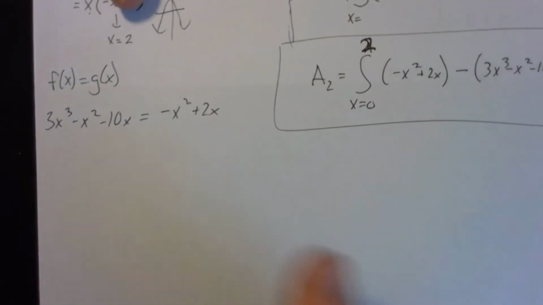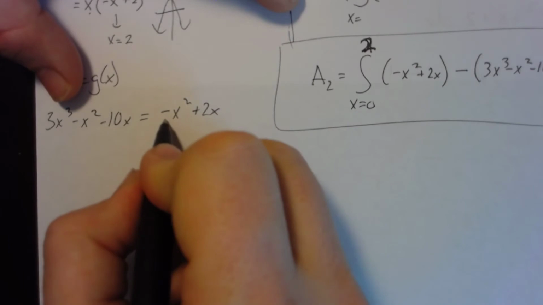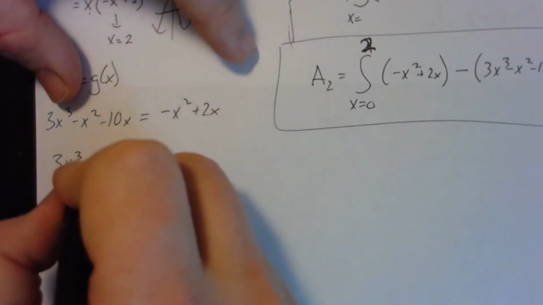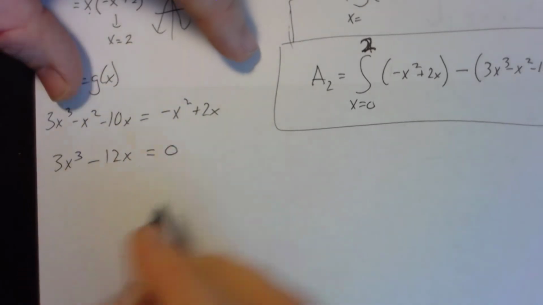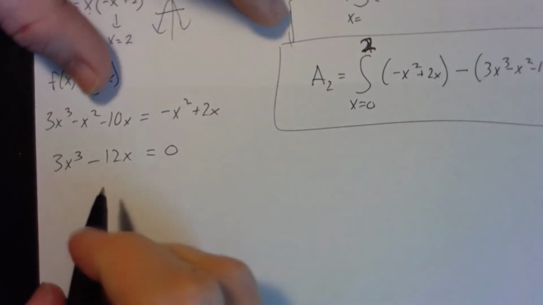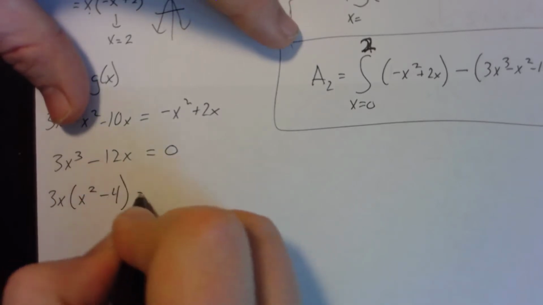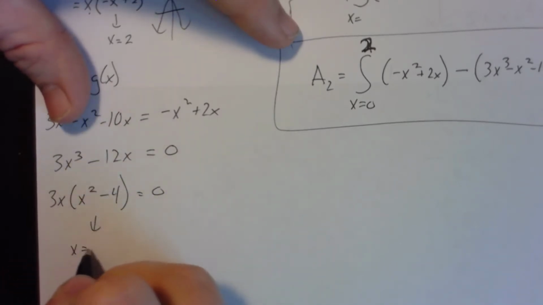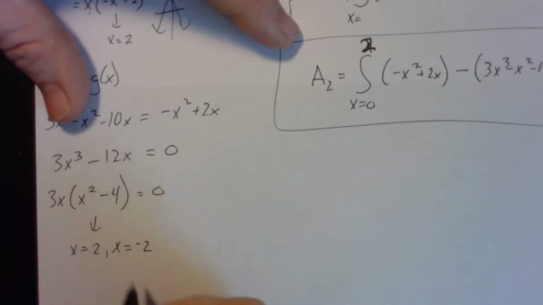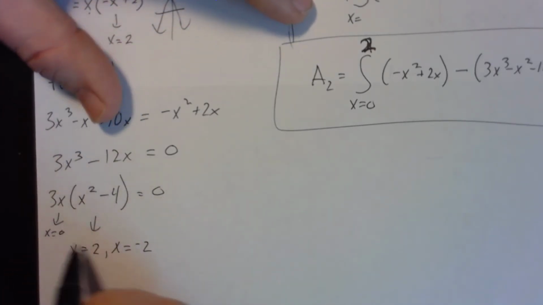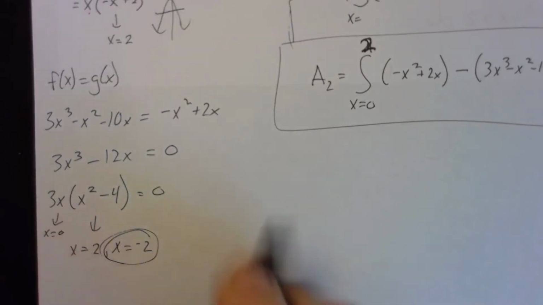So this is the set of equations that I'm going to have to solve. I'm going to go ahead and add the x squared to both sides, giving me 3x cubed. I'm going to subtract the 2x minus 12x. So you'll notice here that it is actually relatively simple to hopefully factor 3x out of this, giving me x squared minus 4 equaling 0, giving me x equals 2 and x equals negative 2 when I factor that finally. Don't forget this equals x equals 0, but since I didn't need that one, I just needed to figure out what this negative case was.